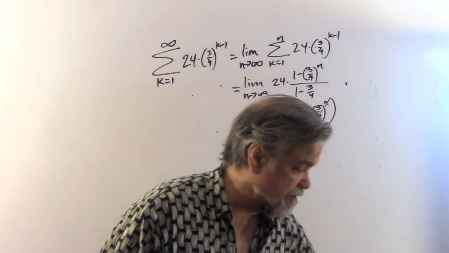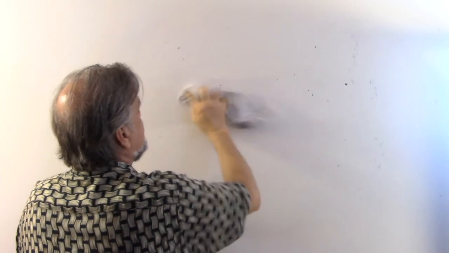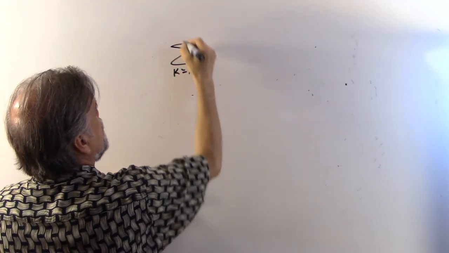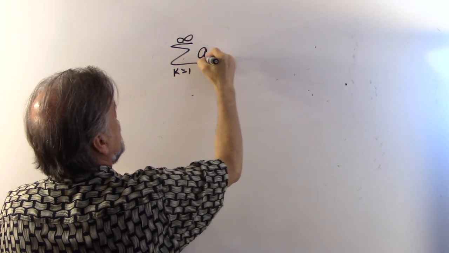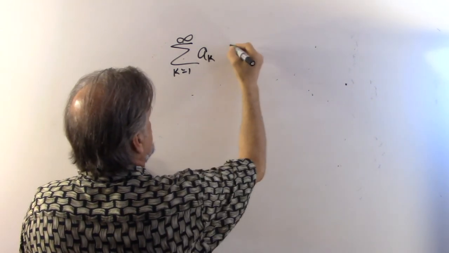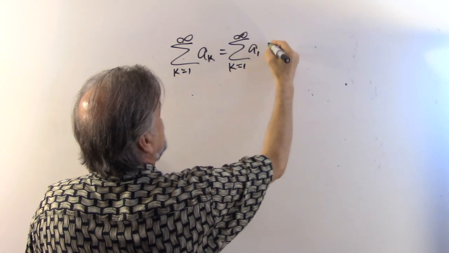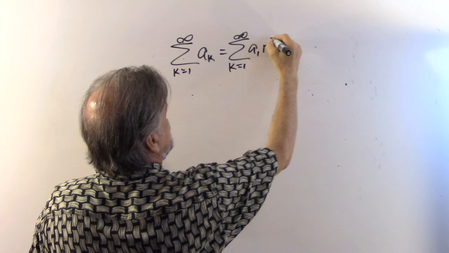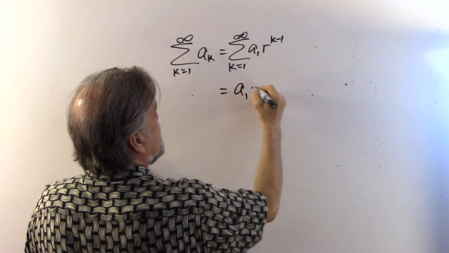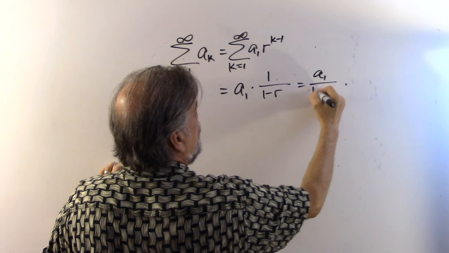So let's generalize here. What did we just do? We just said that the sum as k goes from 1 to infinity of ak, assuming this is a geometric sequence or series, so that's the sum as k goes from 1 to infinity of a1 times r to the k minus 1, equals a1 times 1 over (1 minus r). In other words, a1 over (1 minus r).